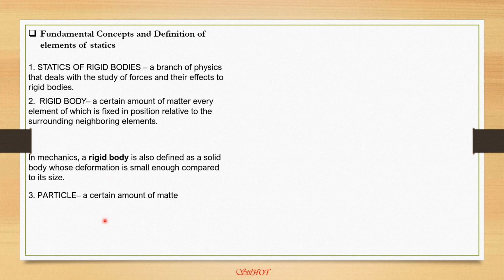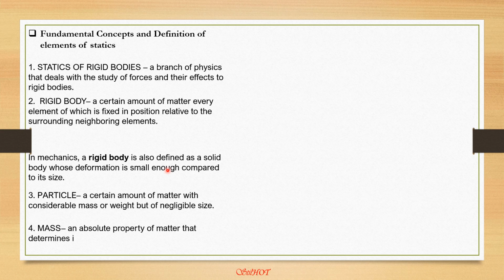A particle is a certain amount of matter with considerable mass or weight, but of negligible size. So you are considered a particle relative to your path. The car is considered a particle. That's a very small object compared to its path also. The Earth, which revolves and traces its orbit, can be considered a particle relative to its orbit. So that's the definition of a particle.